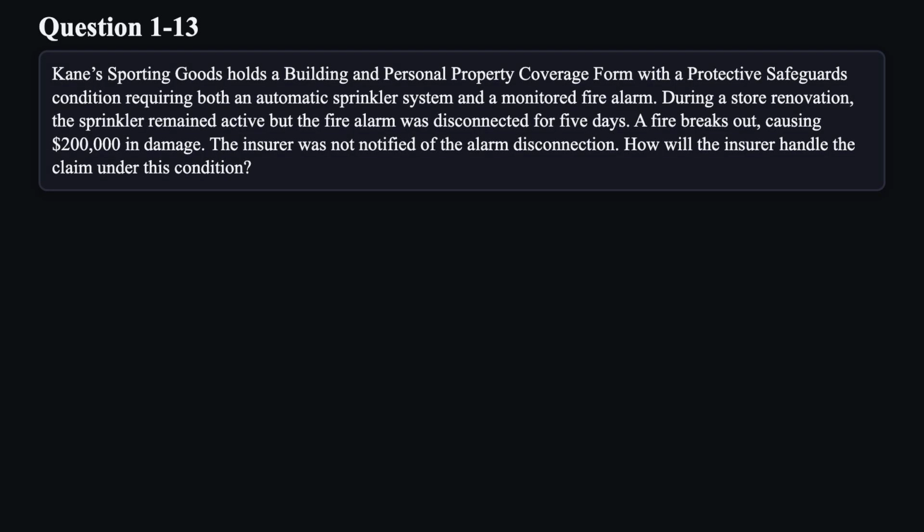Question 13. Kane's Sporting Goods holds a building and personal property coverage form with a protective safeguards condition requiring both an automatic sprinkler system and a monitored fire alarm. During a store renovation, the sprinkler remained active, but the fire alarm was disconnected for 5 days. A fire breaks out, causing $200,000 in damage. The insurer was not notified of the alarm disconnection. How will the insurer handle the claim under this condition?